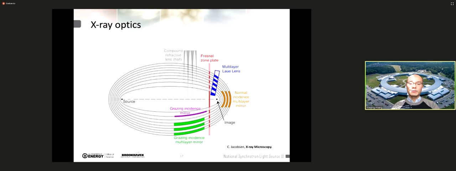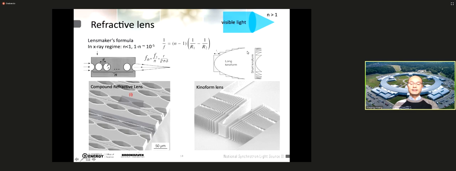The X-ray lenses can be classified in three groups. The first group is the refractive lens. Another one is reflective, and then the other one is diffractive. Okay, probably we are most familiar with the refractive lenses because in the visible light region, we use a convex lens to focus the visible light. This is because in the visible light region, the refractive indexes of the lens material, like glass or plastics, are larger than one. So when the refractive index is larger than one, we use a convex lens to focus the beam.